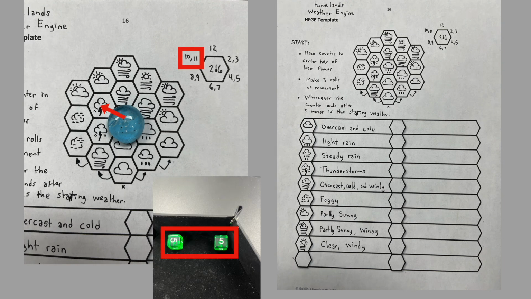The first roll of the 2d6 to determine where our starting weather's going to be comes up as a 10. And checking the navigation hex, we see that both 10 and 11 go up and to the left, or you could say northwest. So that's where we're going to move our counter, into that thunderstorm icon. And remembering, we're going to do 3 rolls to determine the starting weather. This is prior to the beginning of play.